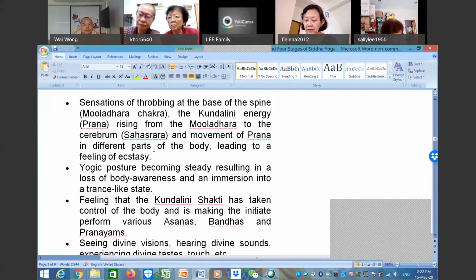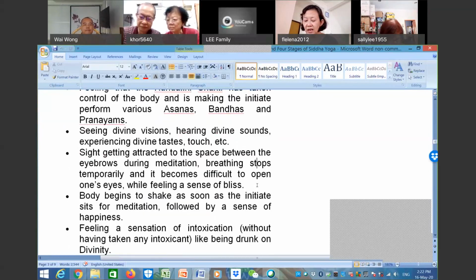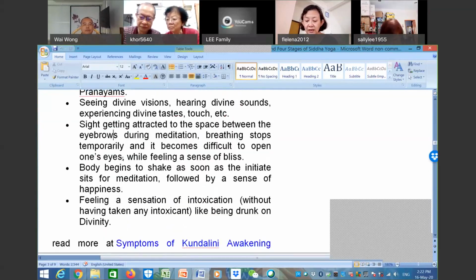Feeling that the Kundalini Shakti has taken control of the body and is making the initiate perform various asanas, bandhas, pranayama, seeing divine visions, hearing divine sounds, experiencing divine tastes, etc. Like getting connected to the space between the eyebrows during meditation. Breathing stops temporarily and it may be difficult to open one's eyes while feeling a sense of bliss. The body begins to shake as soon as the initiate sits for meditation, followed by a sense of happiness. Feeling a sensation of intoxication without having taken any intoxicant, like being drunk on divinity.